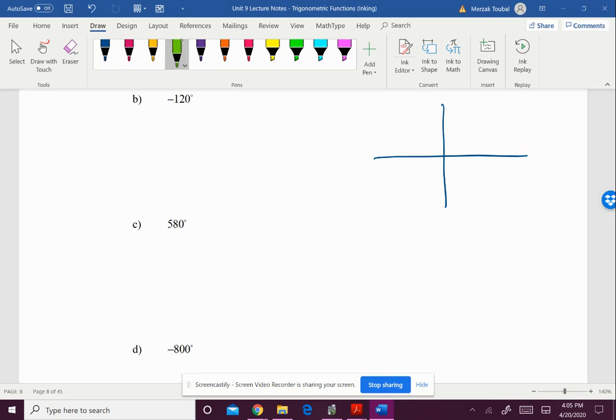Negative 120, it's a bit greater than negative 90. It's greater than negative 90 by negative 30 degrees. So this is our angle, negative 120. Now, obviously, the coterminal angle to negative 120, whose measure is in between negative 360 and 360, is this angle.